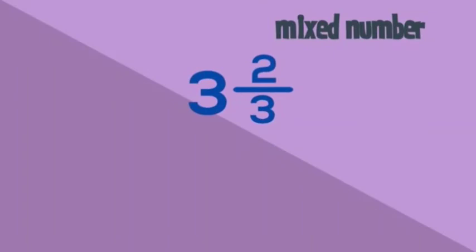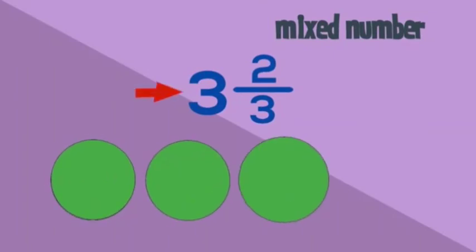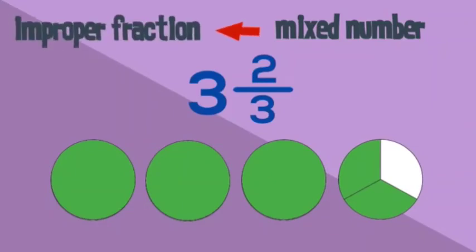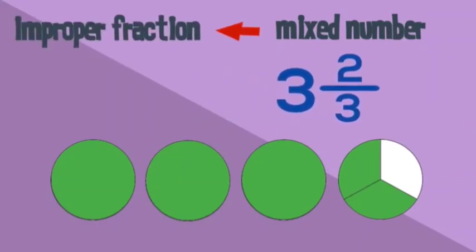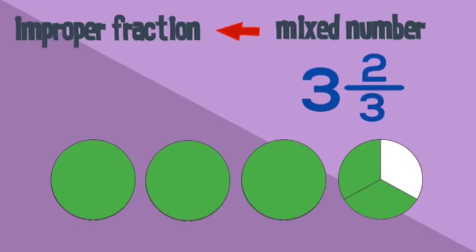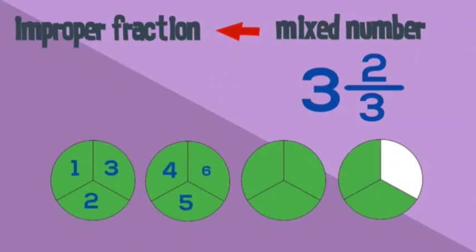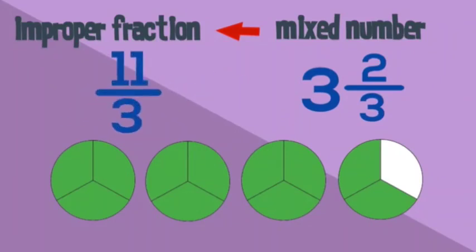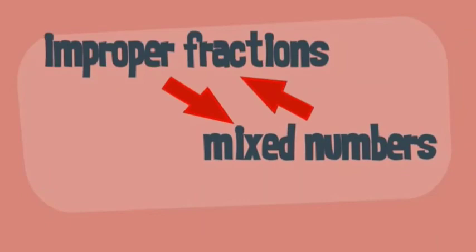Here we have a mixed number. It's telling us that we have 3 wholes and 2/3. How can we express this as an improper fraction? Easy. We count how many thirds we have all together. We know that each whole has 3/3. So in total, we have 11 thirds. 11 thirds is the same as 3 2/3. Converting between improper fractions and mixed numbers is easy.